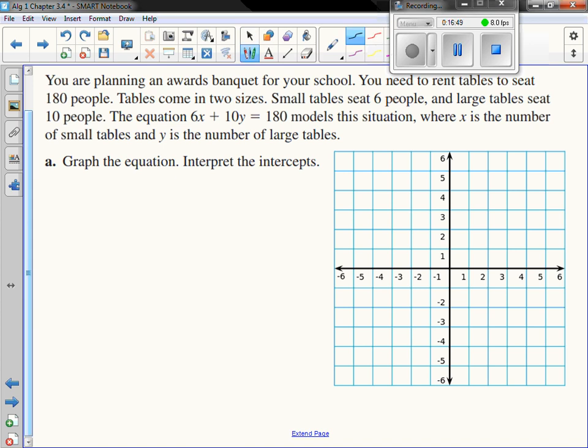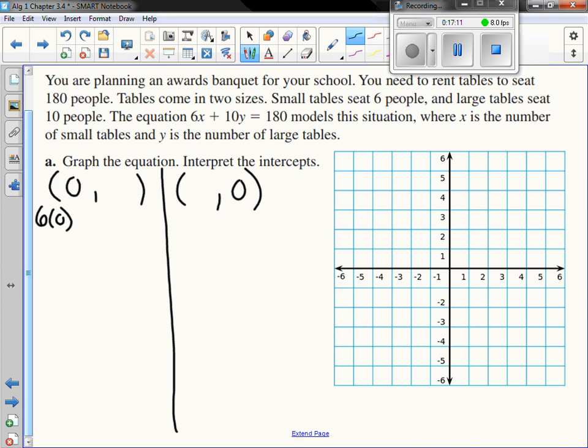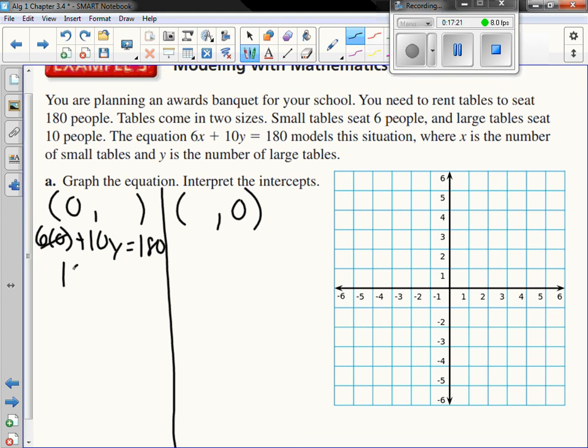So again, to graph this, we're going to do the same thing we've been doing. Find out what the y value is when x is 0, and find out what the x value is when y is 0. So if I plug in 0 for x, we'd have 6 times 0 plus 10y equals 180. Well, 6 times 0 is 0. So we have 10y equals 180.